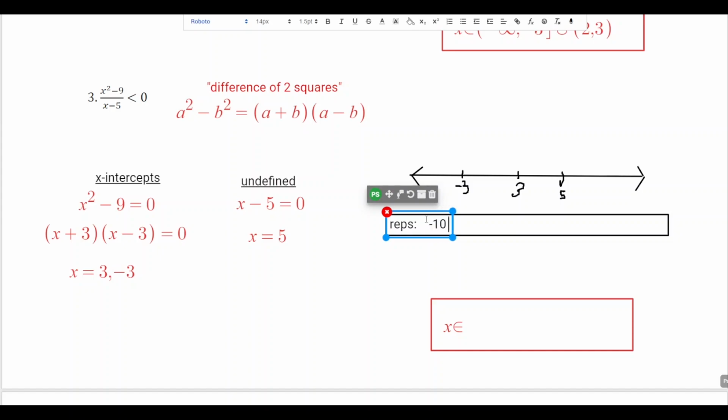So my representatives are going to be negative 10, 0, 4, and then I guess I'll go with 10. And so let's go ahead and start plugging these numbers in to get a feel for the sign. Let's see, so negative 10, if I plug that in, I'm going to get a negative times a negative, so that's going to be positive divided by a negative, so we're negative right here.